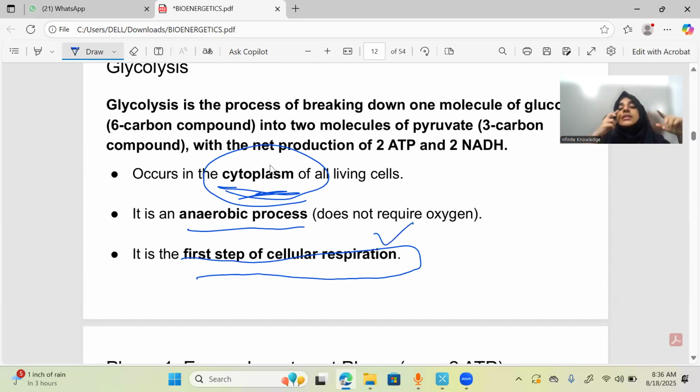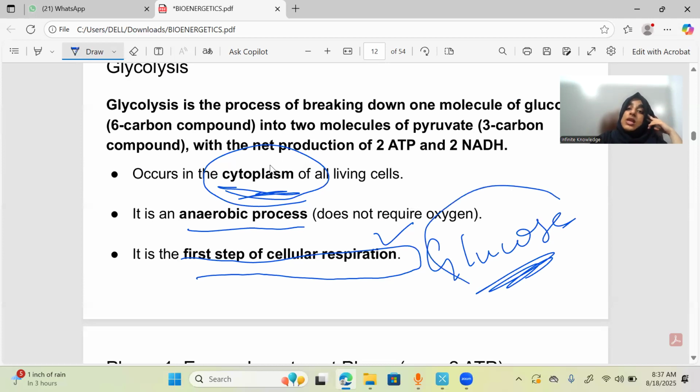Why the first step? Because, for example, I ate bread. Now what will happen in my body is that digestion will happen, and the end sugar which is produced is glucose. The basic molecule is glucose. Now how will this glucose provide me energy, and how will it be converted into other intermediates in order to provide ATP? The conversion of glucose into pyruvate, with the production of 2 ATP and 2 NADH, is known as glycolysis.